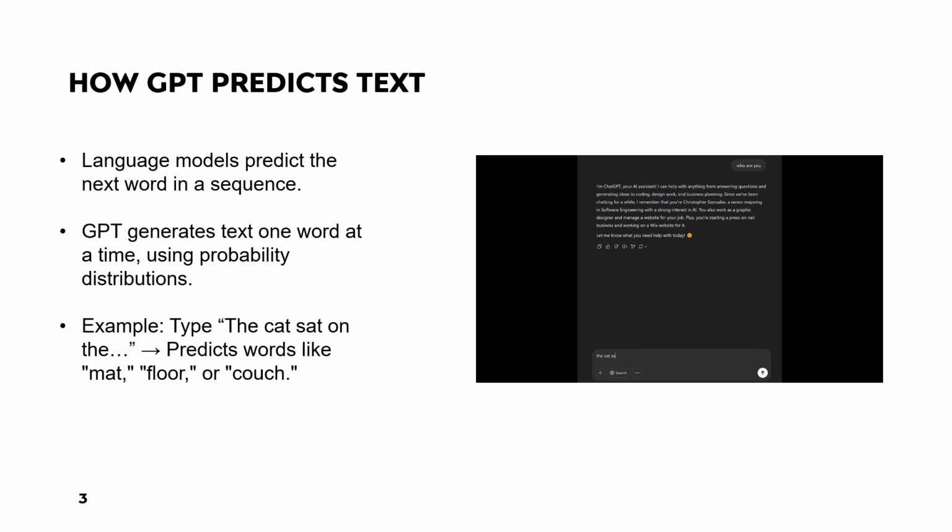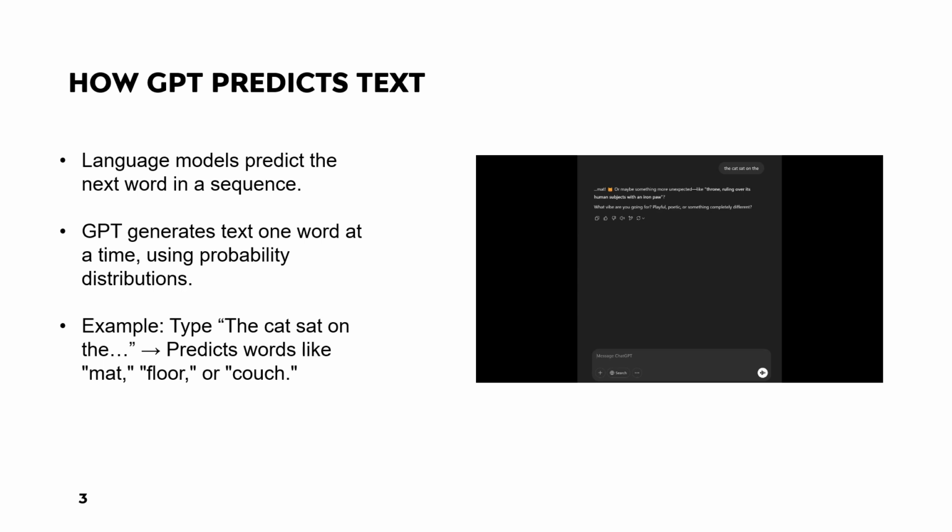So how does ChatGPT actually generate text? It all comes down to prediction. When you type a sentence, GPT doesn't think like a human. It predicts what word is most likely to come next, just like how your phone suggests the next word when you're texting. GPT calculates the probability of different words following your input. It picks the most probable one, then repeats the process over and over until it forms a full response.